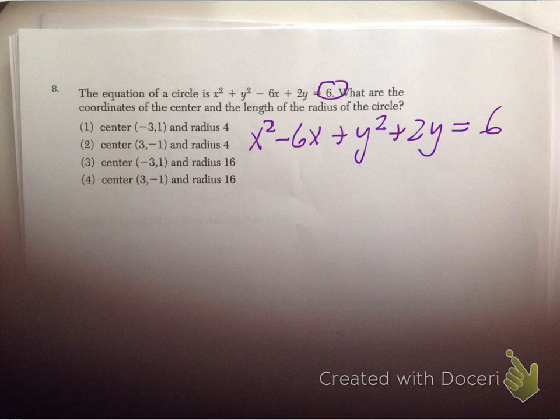So the next thing we're going to do is take one of the x's, carry down the sign for the negative. We're going to take this number 6 and divide it by 2. That gives us 3. So it's divide by 2.